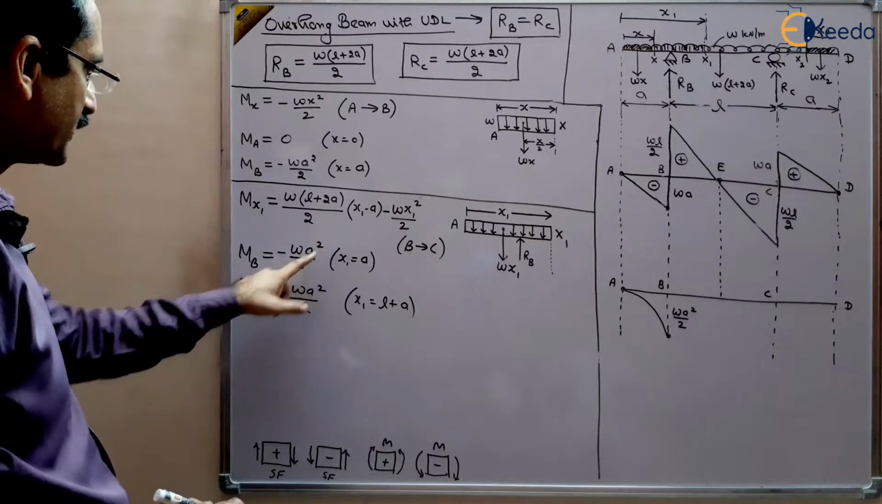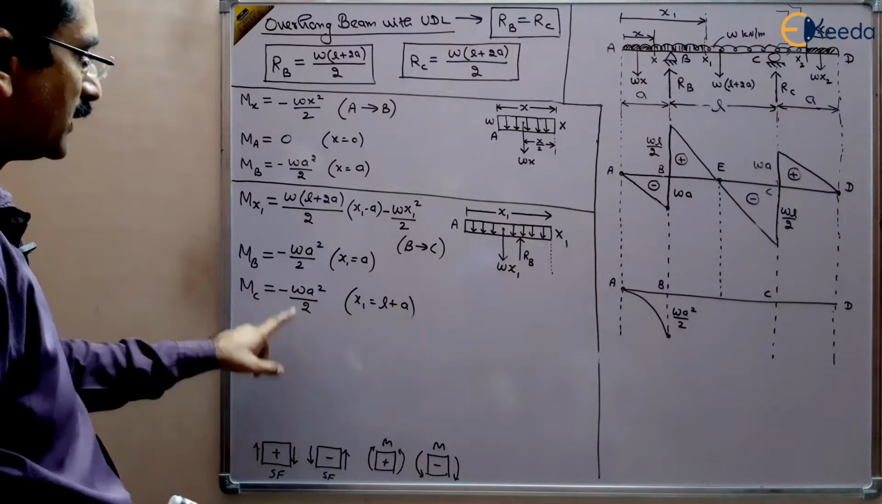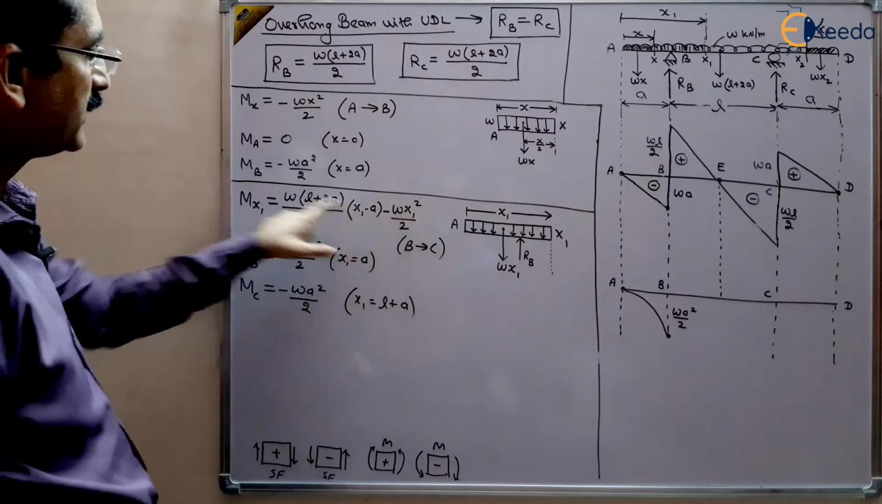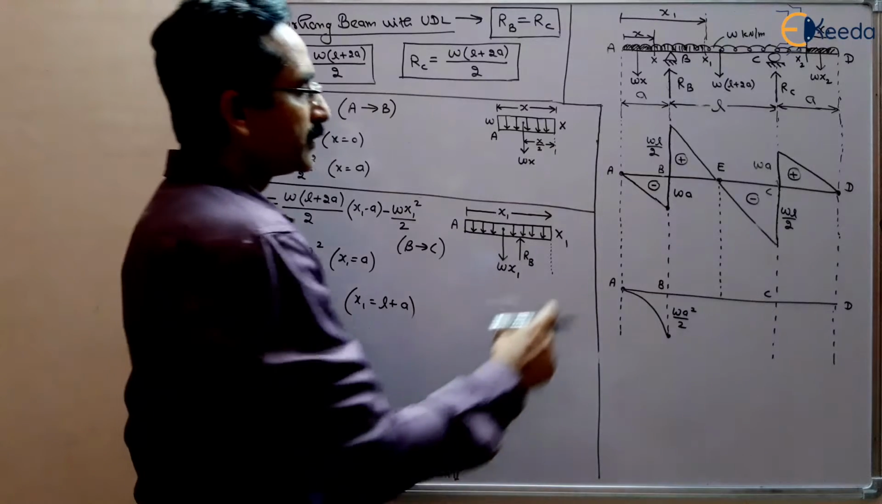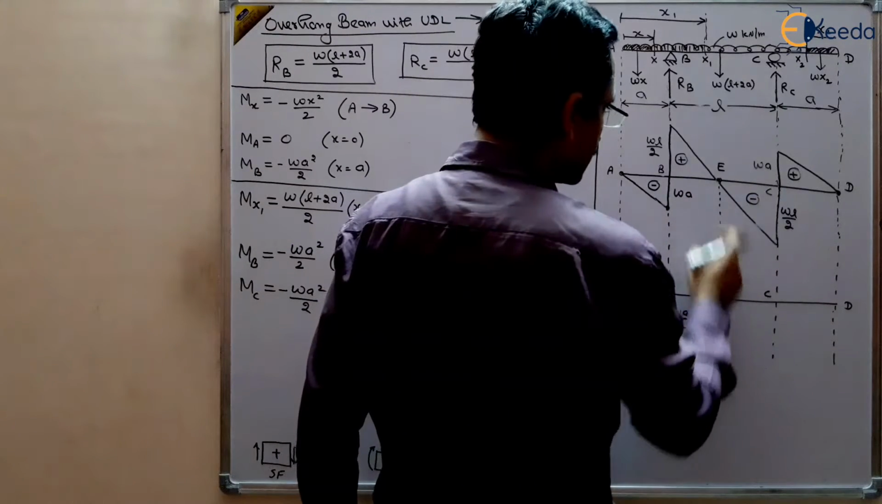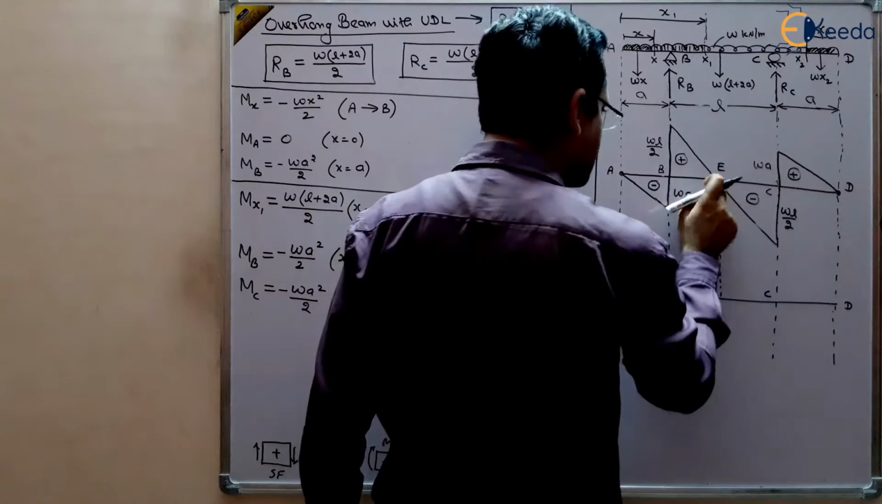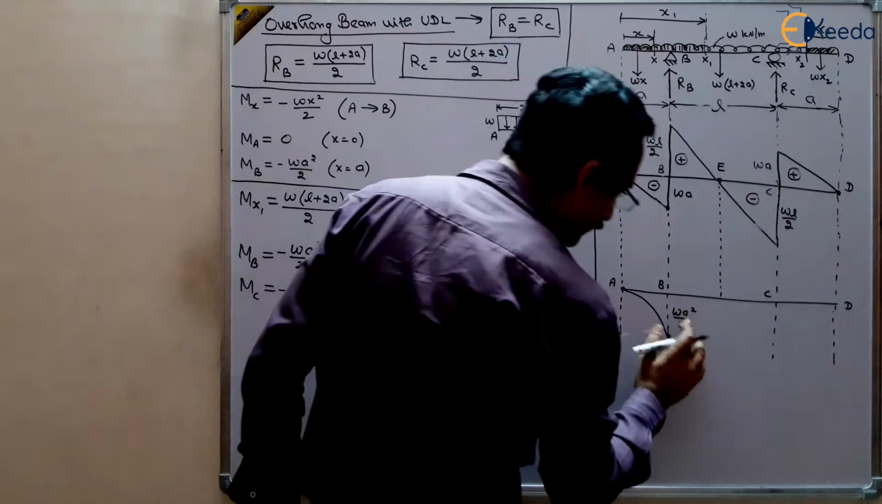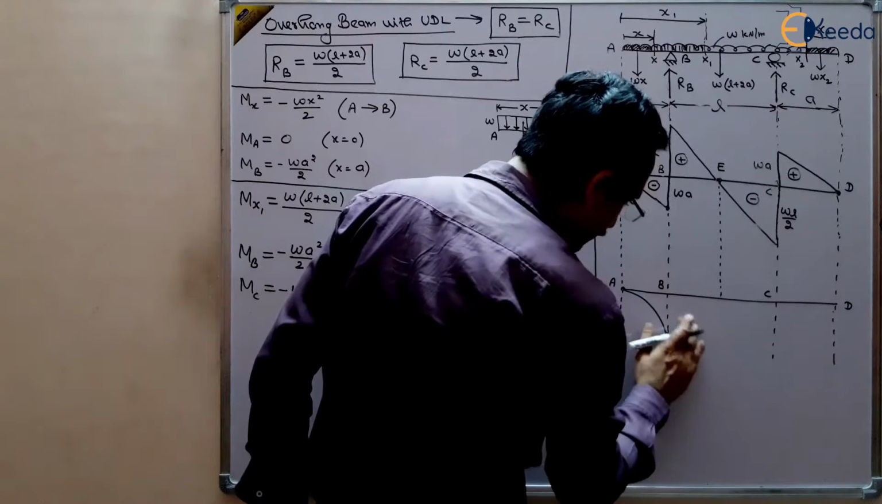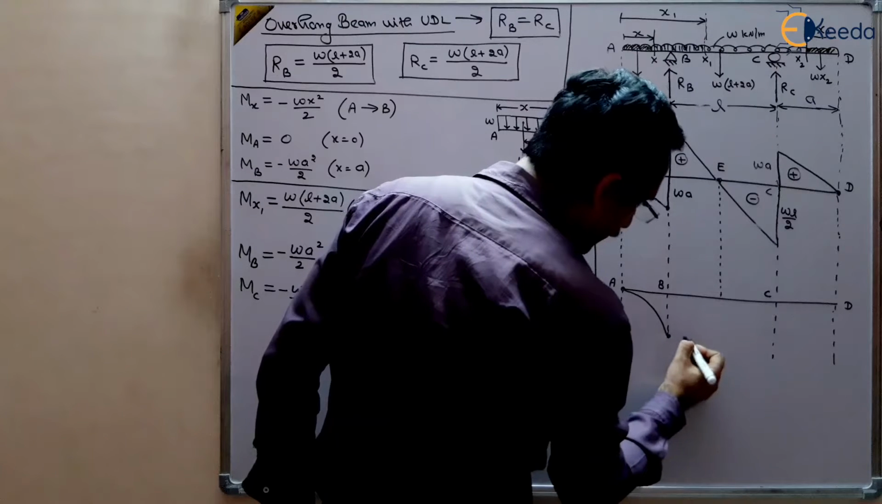And this is minus w a square by 2 and minus w a square by 2, and it is a parabolic curve. Because we know that at the center the shear force is 0, there will be a maxima at this point. So what type of curve will you get? The curve you will get will be like this. This is w a square by 2.